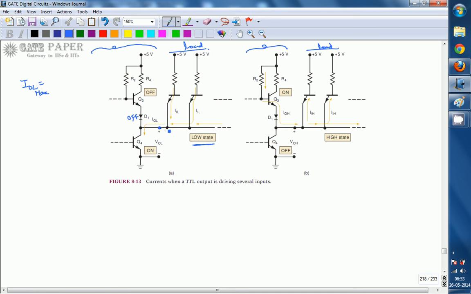Let us assume the transistor output node is at high level, that is, it is in the high state. At that time Q3 will be in the on condition and Q4 will be in the off condition. So now the current is supplied in this direction. Now it is acting as a source, so IOH is going to be supplied to the load transistors, so IOH is going to be divided among these loads, whereas for this one IOL is going to be sinking, and the currents are going to be coming in this way.